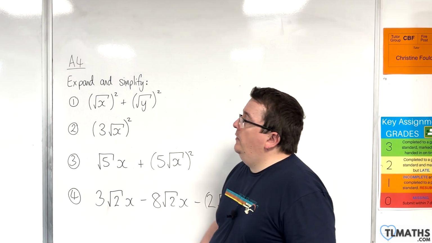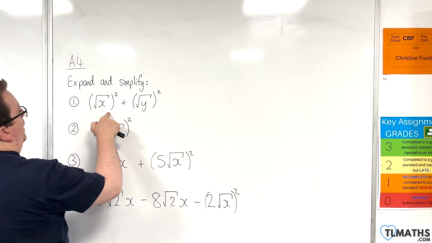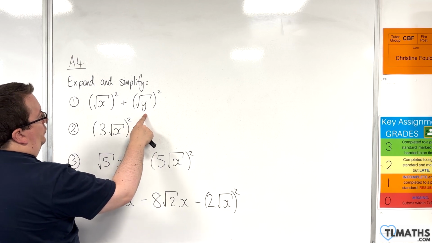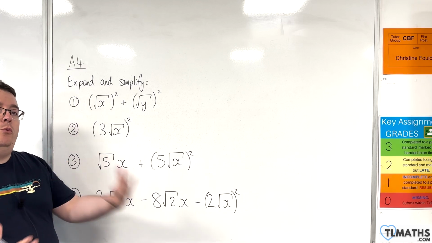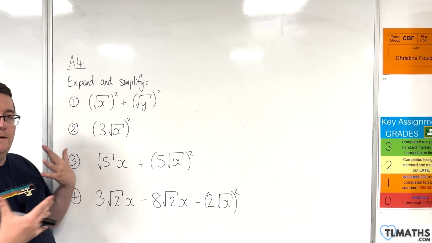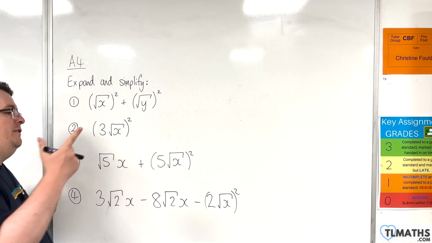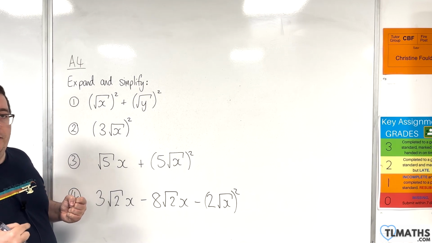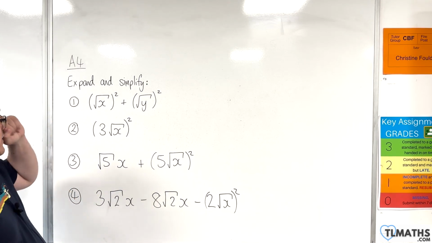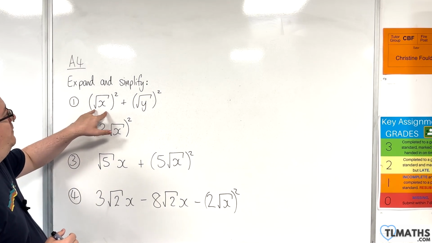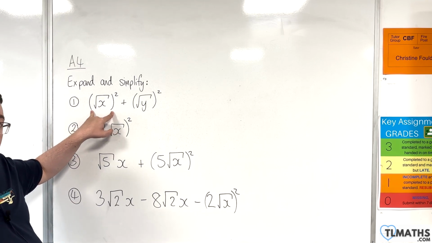So, first of all, question number 1, we have the square root of x all squared plus the square root of y all squared. Now, what you need to understand is that square rooting and squaring are inverse processes of one another. So they reverse engineer each other. So if you square root a number and then square it, you get back to where you start. Or if you square a number and then square root it, you get back to where you start. So essentially, if I'm square rooting and then squaring, all I'm going to be left with is just x.